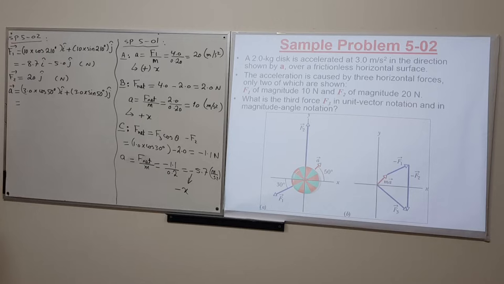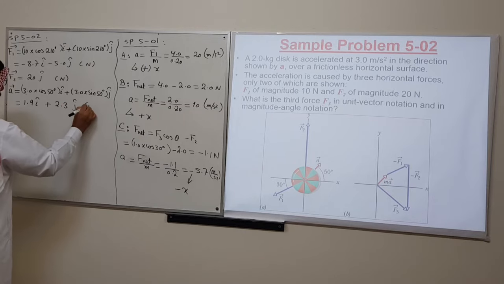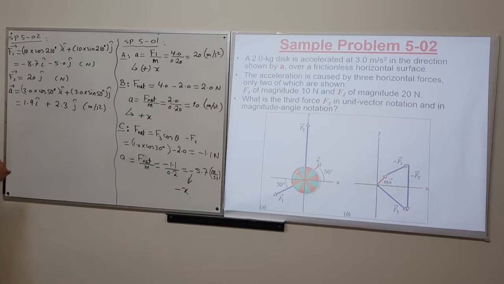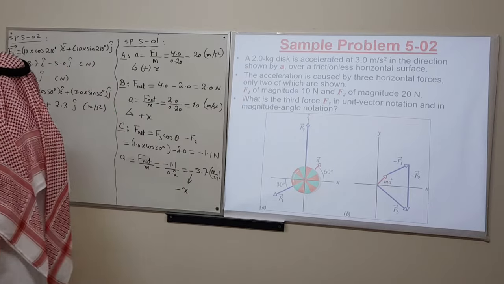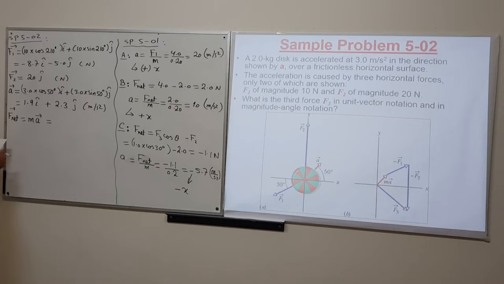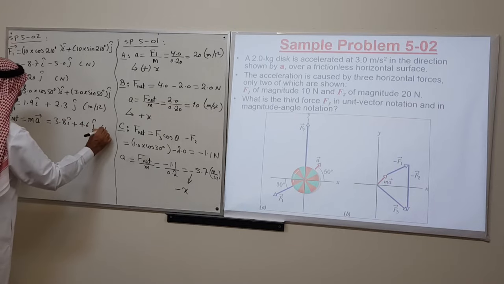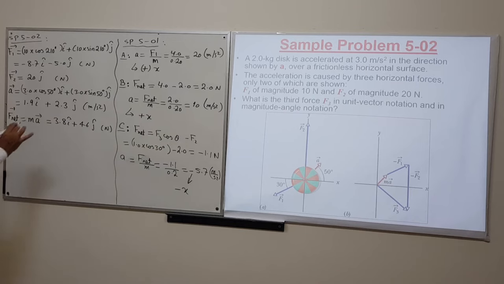This will give us the acceleration as 1.9i plus 2.3j in meters per second squared. Now apply Newton's second law. Newton's second law says F net is equal to m times a. Where is m? M is 2 kilograms. So multiply this by 2 and you get the net force, which will be equal to 3.8i plus 4.6j newtons. That's the net force.